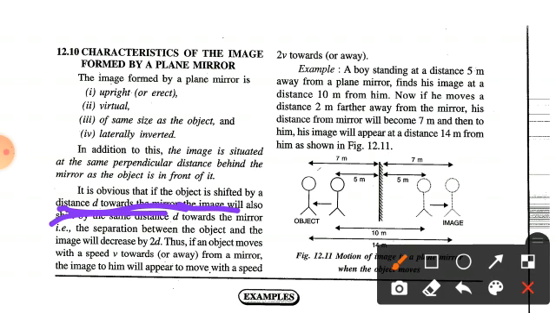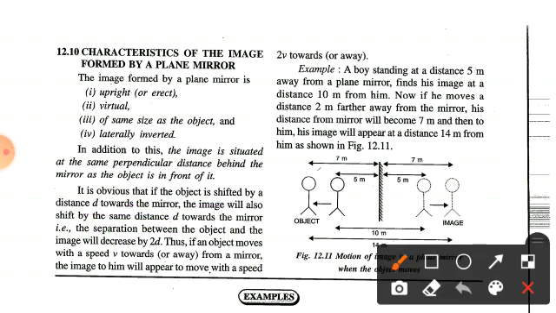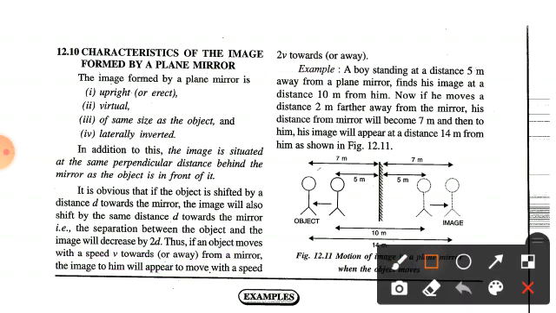Therefore, the separation between the object and the image will decrease by how much? 2d. Thus, if an object moves with a speed v towards or away from a mirror, the image to him will appear to move with a speed 2v towards or away. From this figure you can easily understand what I am talking about.